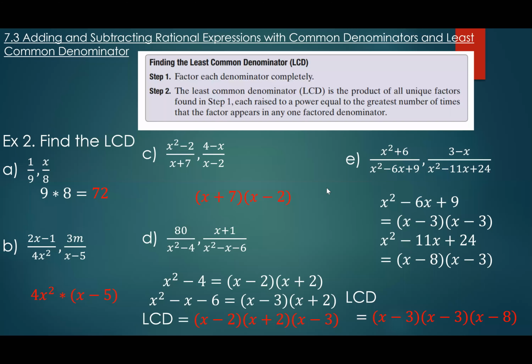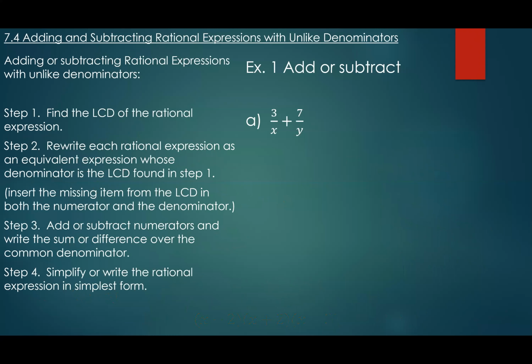Let's take a look at 7.4. So 7.4, this is why we mentioned LCD. If you're looking at 7.4, this is where the problem comes in: we add them, but they don't have a like tone. As you can see, here we have 3 over x plus 7 over y. Clearly, the two denominators are not the same. We don't have a same common denominator.